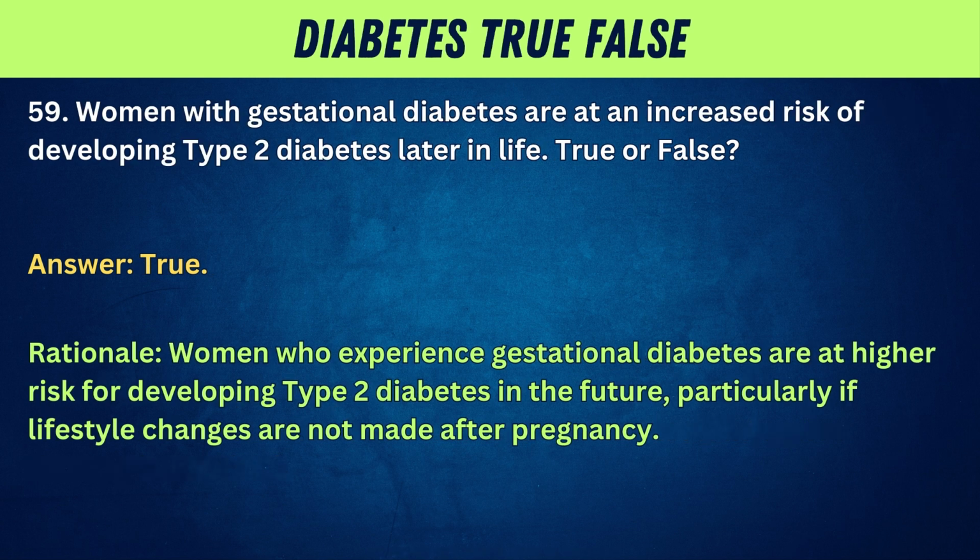59. Women with gestational diabetes are at an increased risk of developing type 2 diabetes later in life. True or false? Answer: true. Rationale: women who experience gestational diabetes are at higher risk for developing type 2 diabetes in the future, particularly if lifestyle changes are not made after pregnancy.